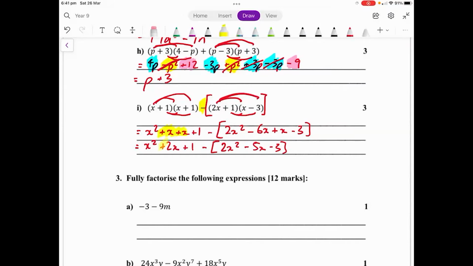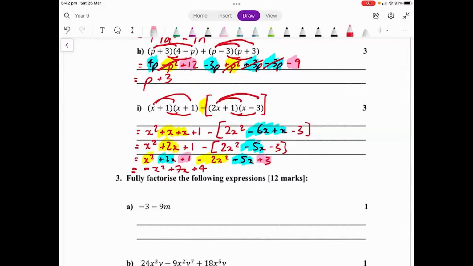For the next step, that's where I expand those brackets, so I leave the start the same, and I get minus 2x squared plus 5x plus 3 when I expand those brackets. Finally, I can collect my like terms. x squared minus 2x squared is minus x squared. 2x plus 5x is plus 7x. And 1 plus 3 is 4. Final answer, minus x squared plus 7x plus 4.